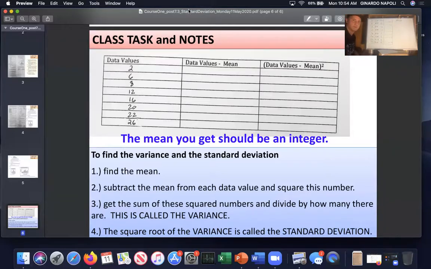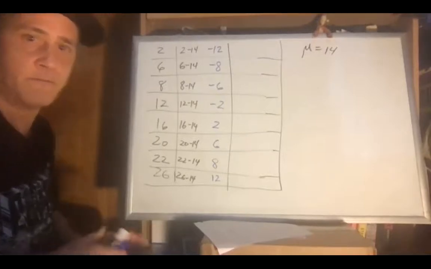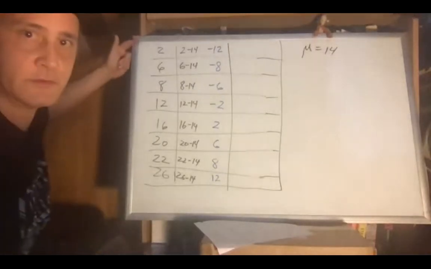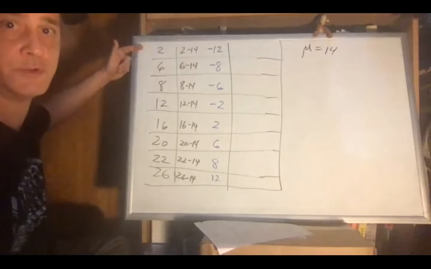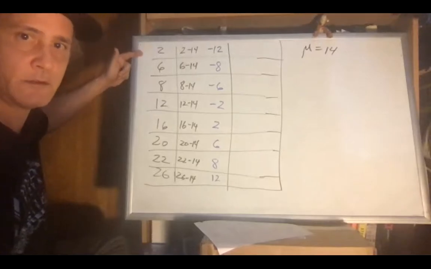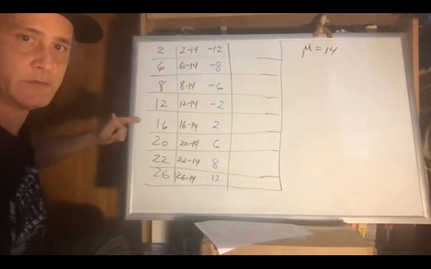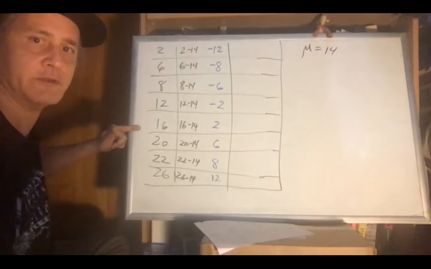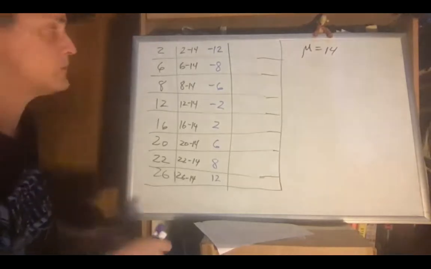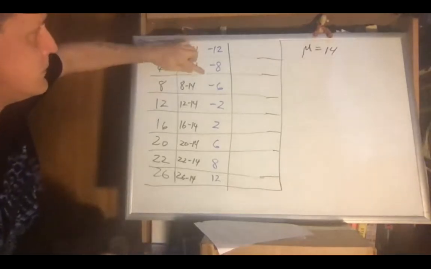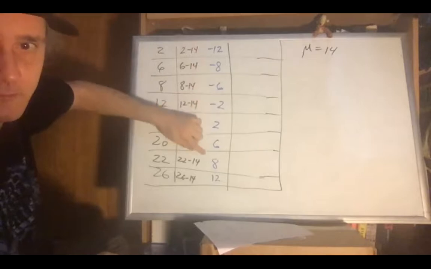Okay, so I'm going to switch this to the back here. All right, so this is what you should get. Sometimes you're going to get negatives because the 2 is less than the mean. And then once you get to 16, now the data values are greater than the mean. Okay, and so you get these blue numbers.